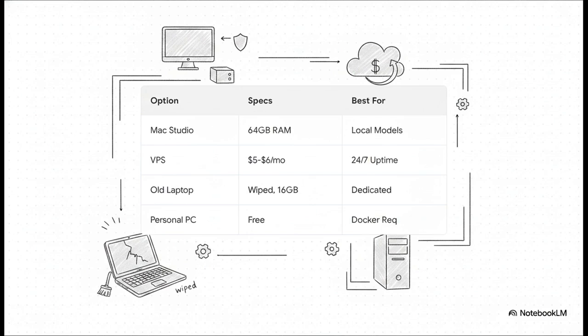But hey, on a budget, no problem at all. Just rent a virtual private server for like $5 a month and boom, you've got cheap 24/7 uptime. You could even wipe an old laptop that's got 16 gigs of RAM sitting in your closet. And look, if you absolutely have to use your daily personal PC, you can totally do it for free. Just make sure you run it inside a Docker container. That basically creates a secure little sandbox so your brand new AI doesn't go completely bananas on your personal files.